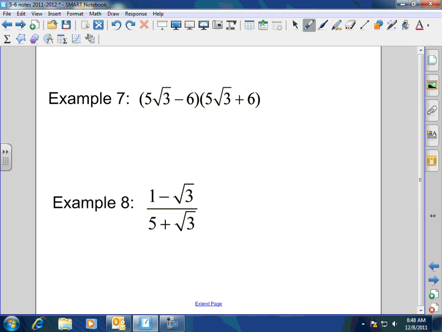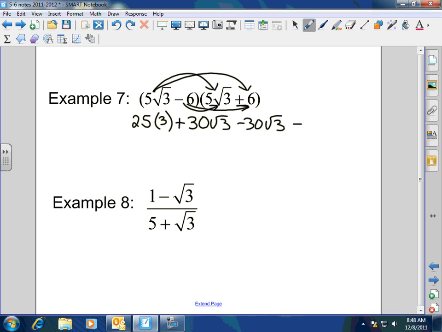Let's try another one. Okay, so here I got 5 radical 3 times 5 radical 3, which is 25 times 3, because radical 3 times radical 3 is 3, plus 30 radical 3 minus 30 radical 3 minus 36. So here I have 75. 30 radical 3 minus 30 radical 3 cancel, minus 36, and I get 75 minus 36 is 39.